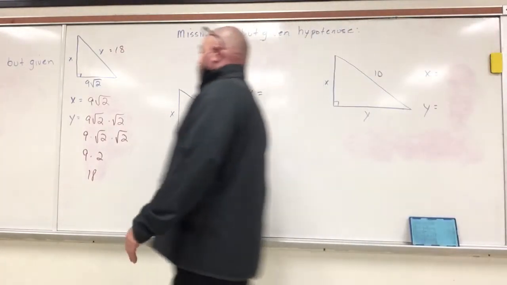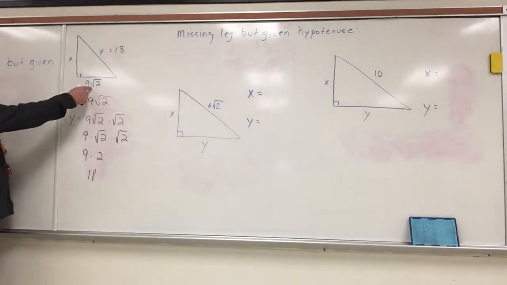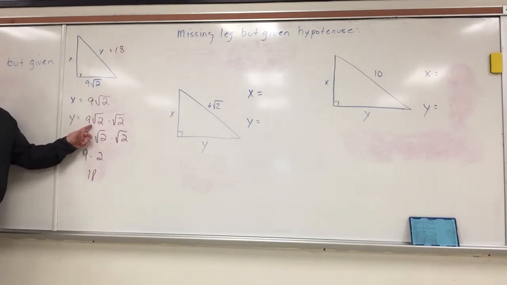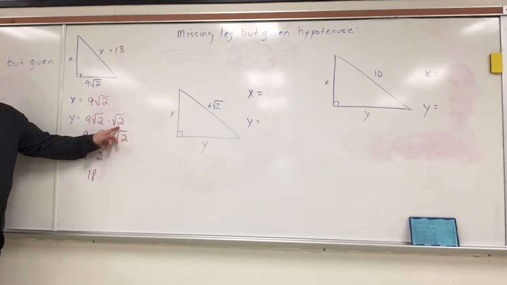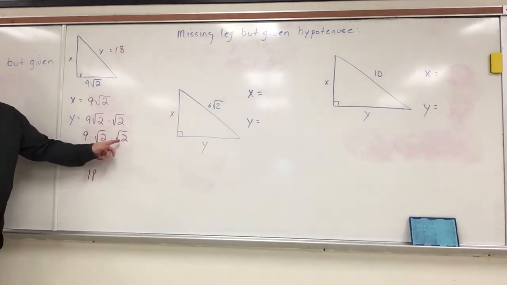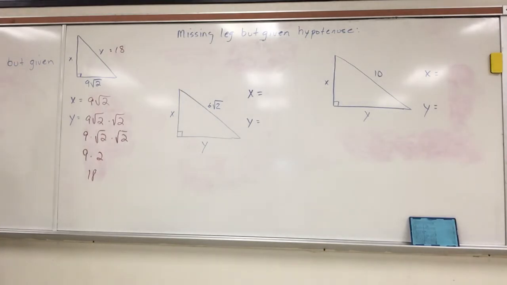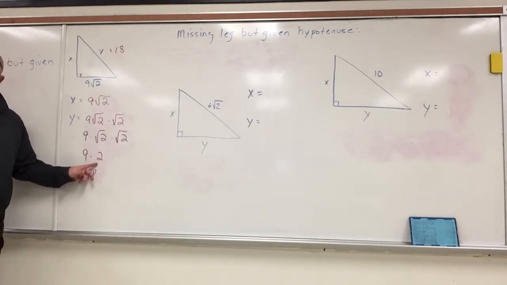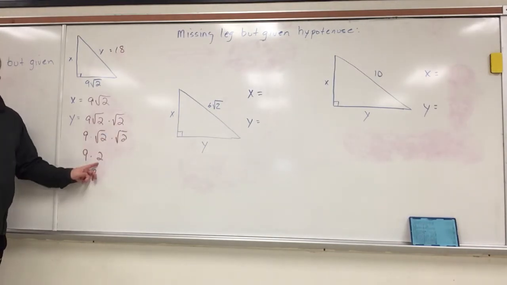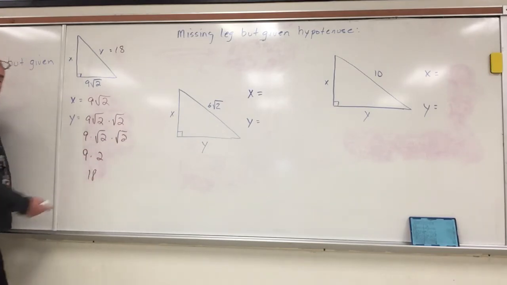How'd you do that again? Okay, I know my leg is 9 square root of 2. To find the hypotenuse, I take the leg, 9 square root of 2, and I multiply it by the square root of 2. That means 9 times the square root of 2 times the square root of 2. Square root of 2 times square root of 2 is square root of 4, and the square root of 4 is 2. Or if you just multiply the same square root times itself, it's just the number inside. And then I got 9 times 2 is 18.